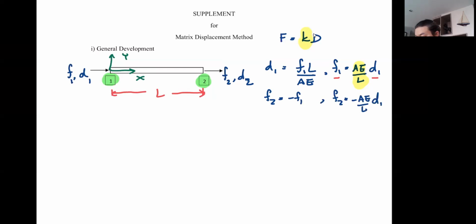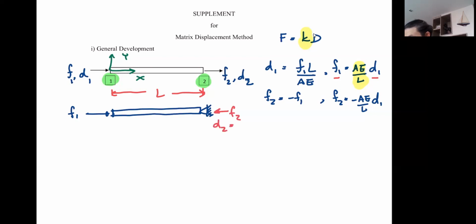Okay, but this is wrong because I should have drawn this first, but I forgot, sorry. Actually we are looking at the structure with the support, and then that's the F1. My apologies. Okay, and then that becomes your F2 equal to minus F1, and then D2 is equal to 0. Okay, sorry about that.